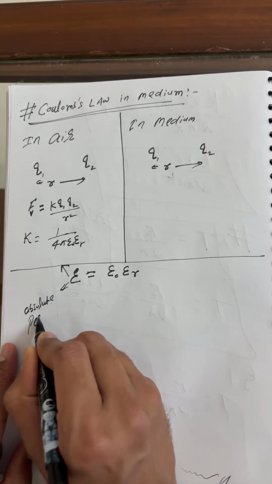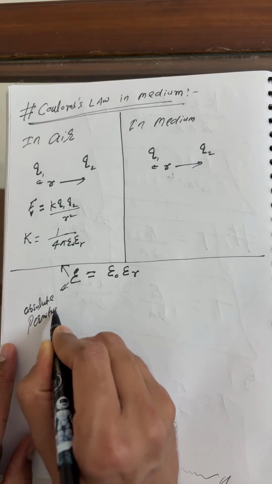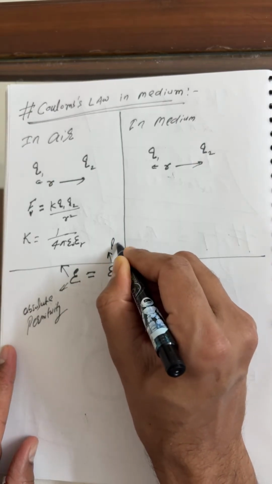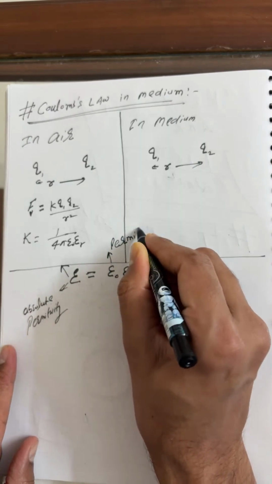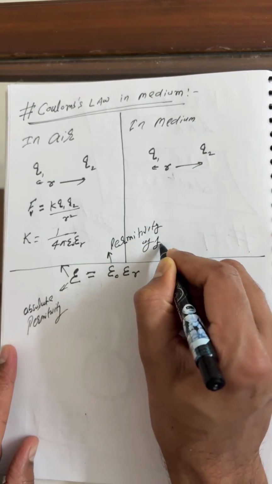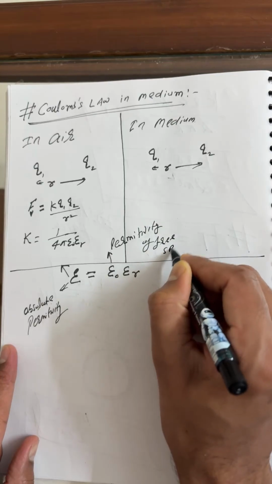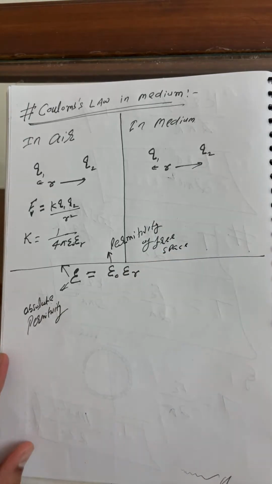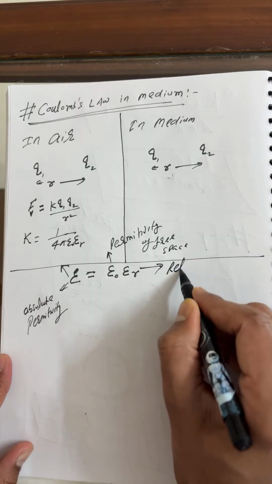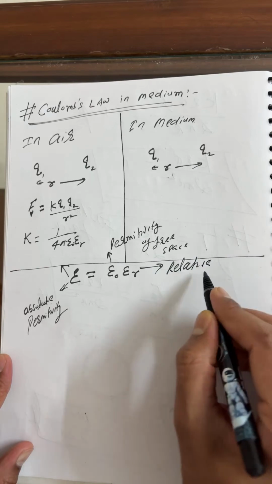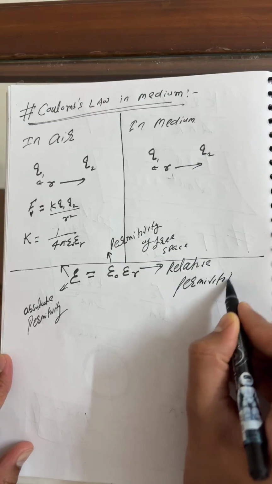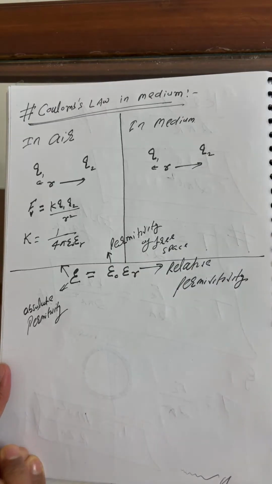Epsilon is the absolute permittivity. Epsilon naught is the permittivity of free space. And epsilon r is the relative permittivity.